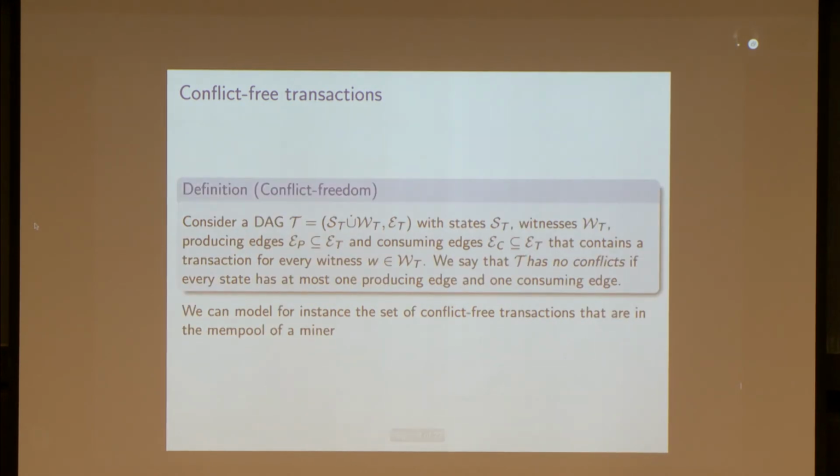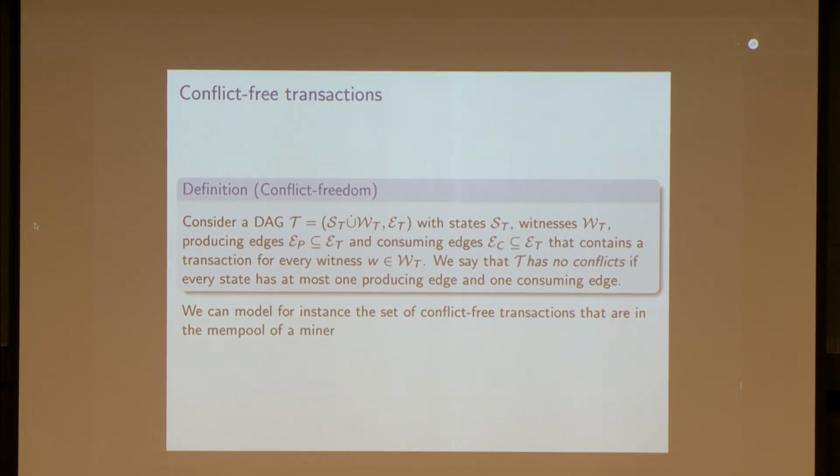So for that, we define formally what conflict freedom means. Consider a DAG that has some states, some witnesses, and a set of edges that are divided into producing and consuming edges. And every transaction contains a witness W. So we say that such a DAG has no conflicts if every state has at most one producing edge and one consuming edge. And this definition can be used in practice, for example, by a miner that has a mempool of transactions and can check locally whether these transactions are conflict free, or in other words, if those transactions don't represent a double spending on their own.